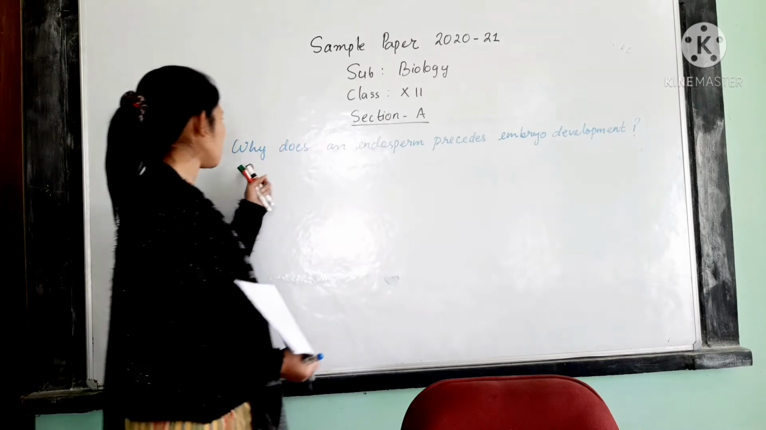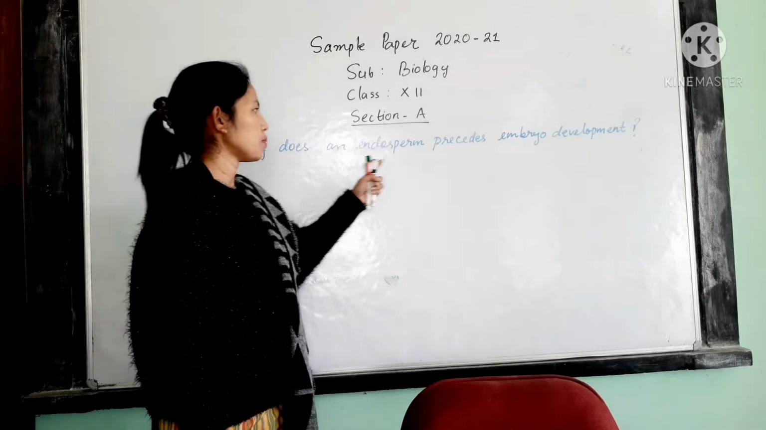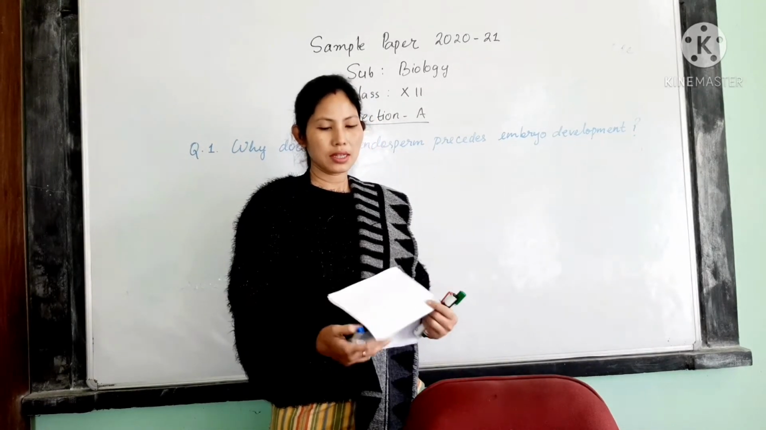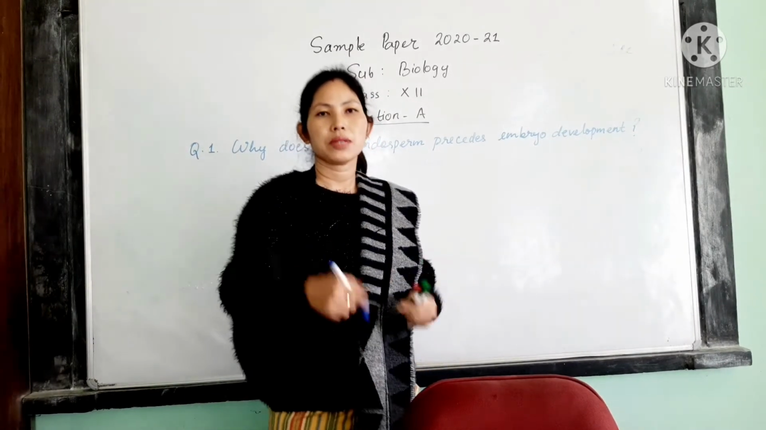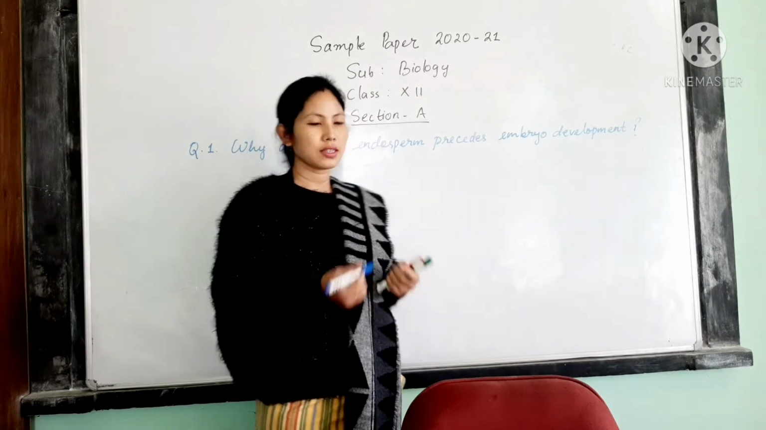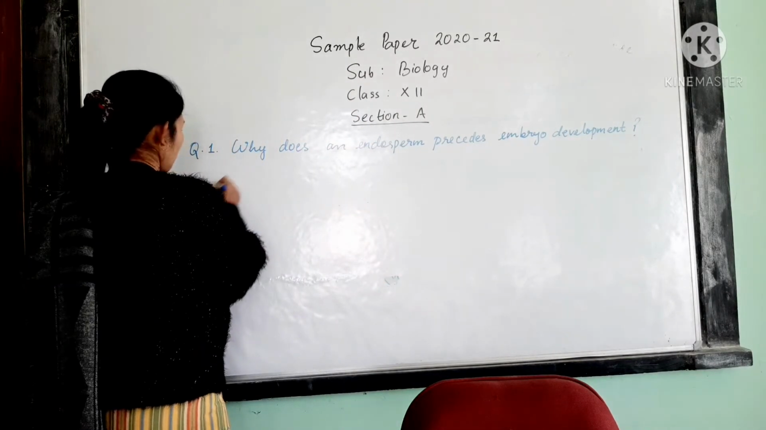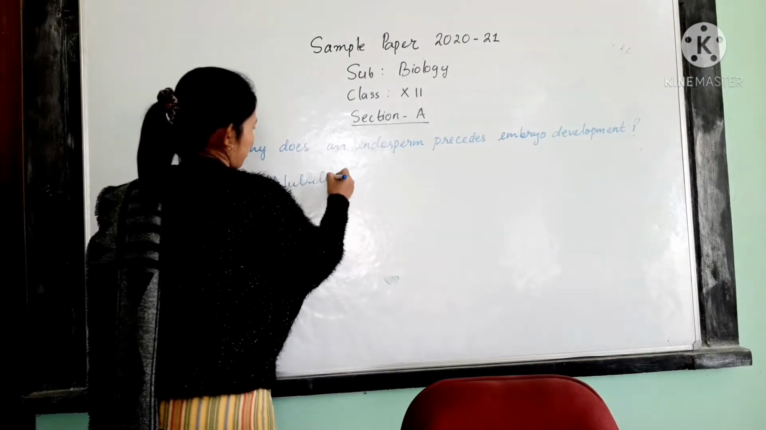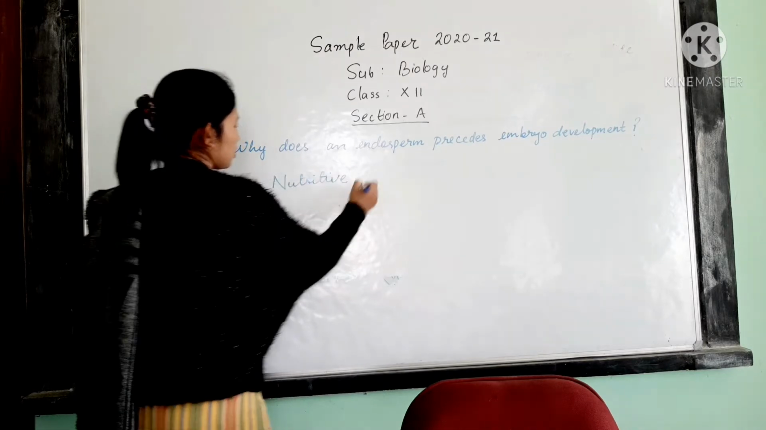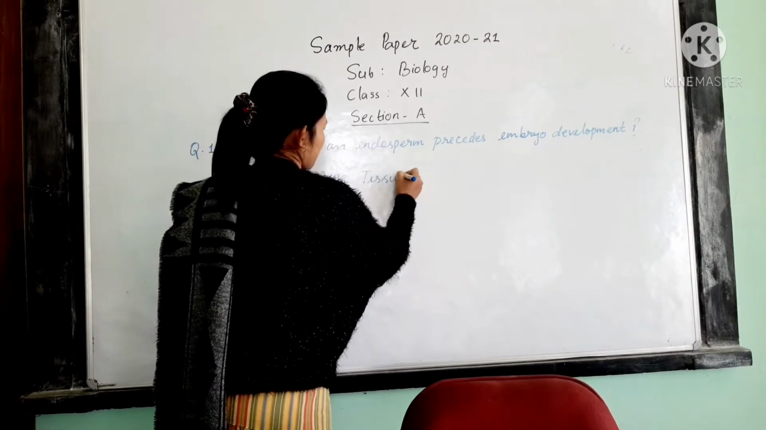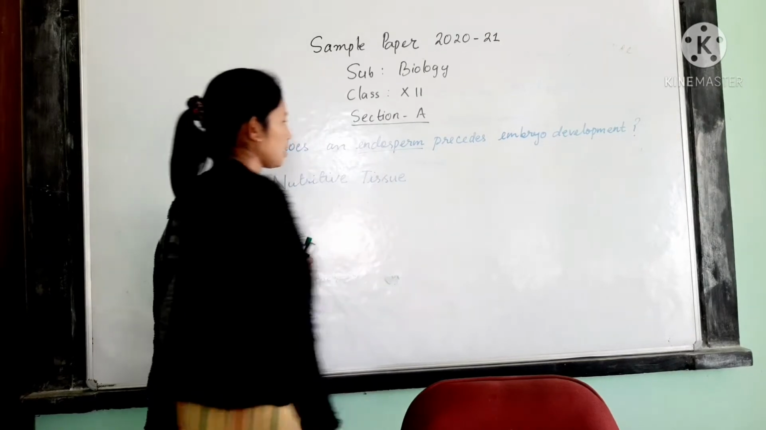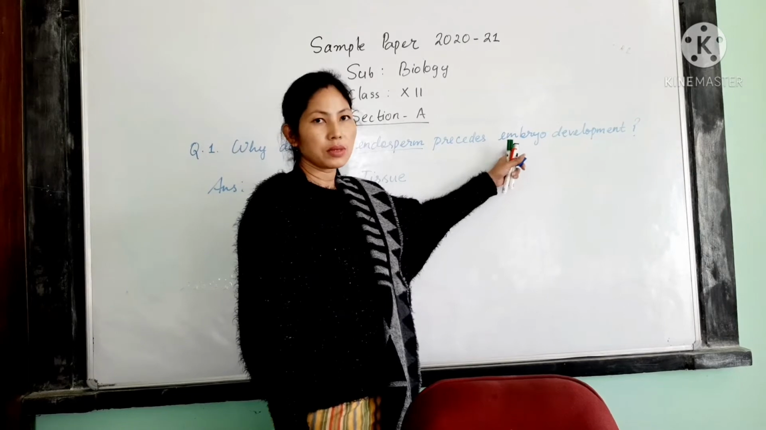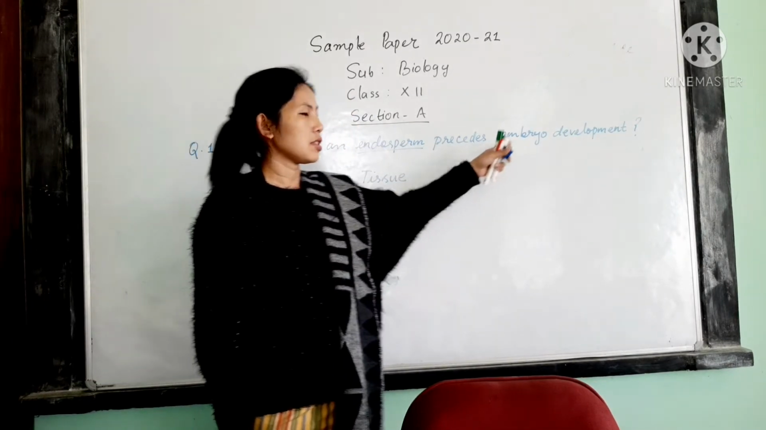Question number 1, which is: why does an endosperm precede embryo development? So as I told you, this can be answered in a simple one sentence. The answer can be: because it is a nutritive tissue. So endosperm is a nutritive tissue, so as to nourish the growing embryo, endosperm precedes embryo development.